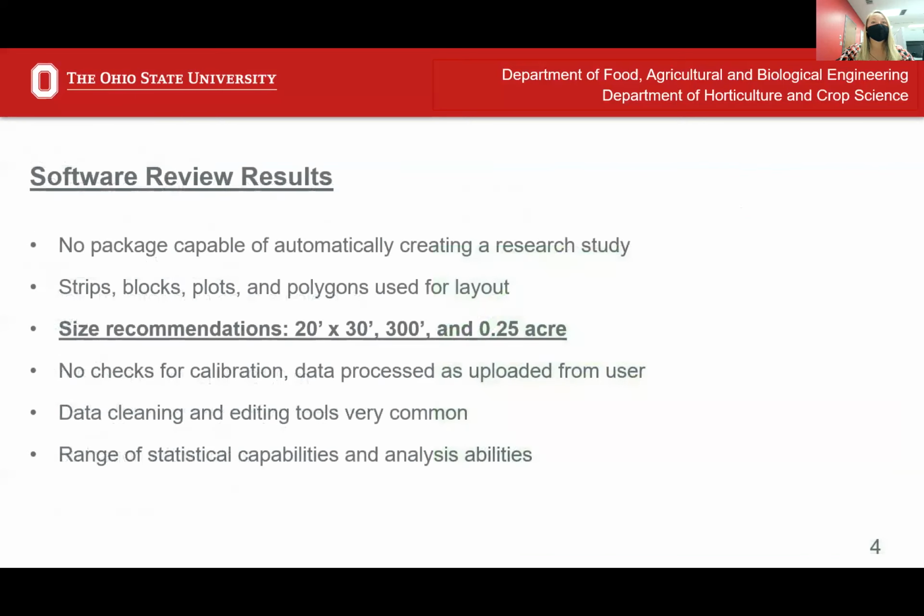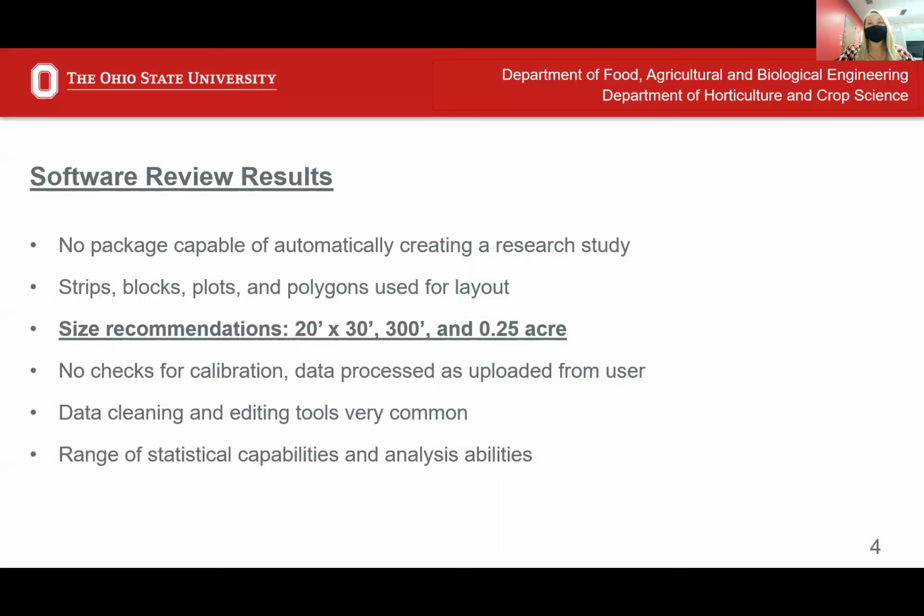Results indicated different types of layouts and size recommendations, consisting of 20-foot by 30-foot blocks up to quarter-acre plots. These suggestions are made without the software considering equipment size or limitations that can impact the data capabilities. Additionally, although data cleaning tools are common, there are no checks because the data is uploaded from the user. Ultimately, the user must have a sound understanding of the particular package, data layers, and possible errors to decide what layout and analysis best fit the study. If not, inaccurate representation of the field data could occur.